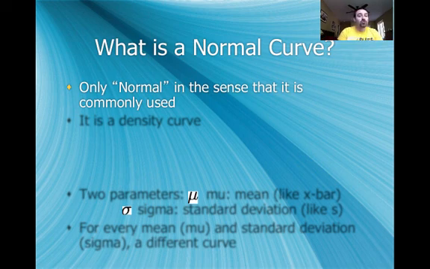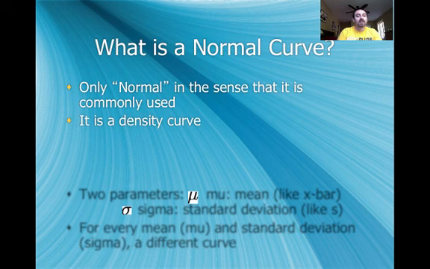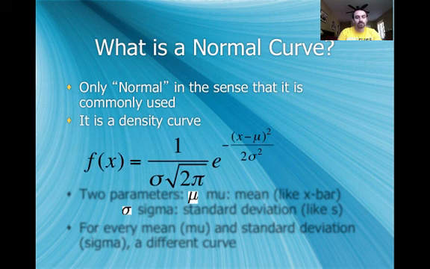The normal curve is only normal in the sense that it is commonly used. There's nothing terribly normal about it. It's a weird thing. It's a density curve. The area underneath it is equal to 1. Here's the equation again. I'm not sure why there are sound effects now, so I'll turn off the sound.